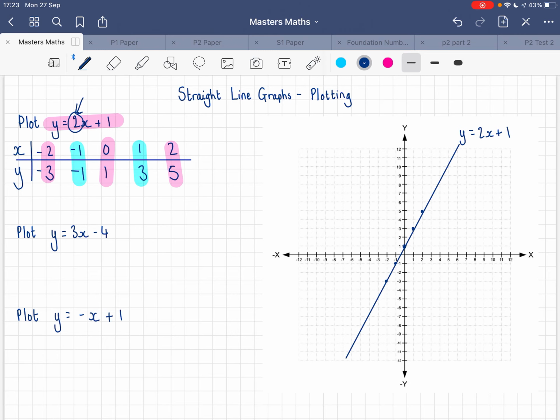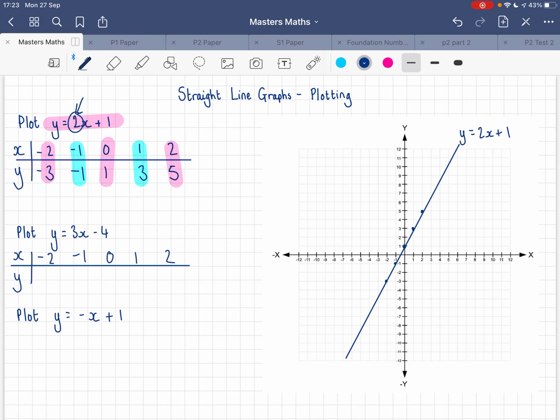Lovely. Right, now we're going to repeat that and we're going to do it for 3x minus 4 and minus x plus 1. So I'm going to use the same numbers. No, we're going to use the same numbers. So our x values are -2, -1, 0, 1 and 2. And we're going to find the y values by putting these x numbers into the equation.